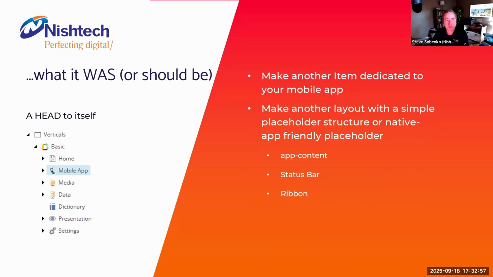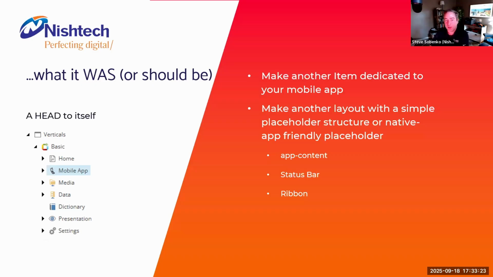So this is what I think it should be. Make a different node for your mobile app. I didn't do that. I learned that I should do that. So if I were to do this again, I would make a different node in my tree. So here's my vertical site, my basic site. We have our home item, right? Make a completely different site for it, or in this case, item tree, and make that dedicated to your mobile app.